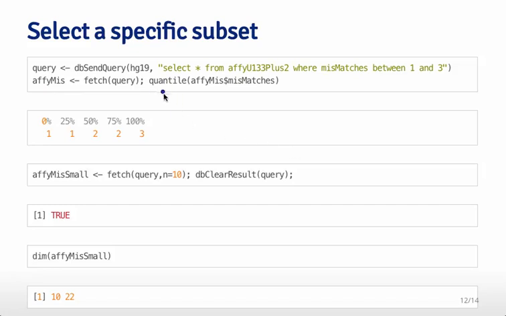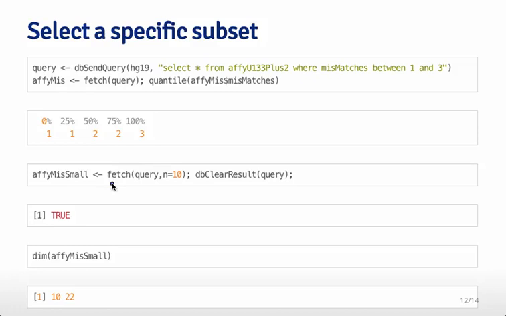So if we look, say, at the quantiles of the mismatches, remember we selected the mismatches between 1 and 3, and you can see that the quantiles reflect that we only have data for which the mismatches are between 1 and 3. The other thing that you can do is just fetch. Remember, when you use the send query command, it sent it to the database, but it didn't try to suck the data back to your personal computer yet.